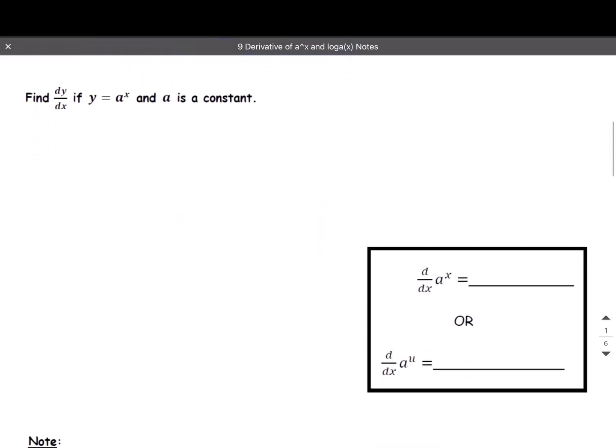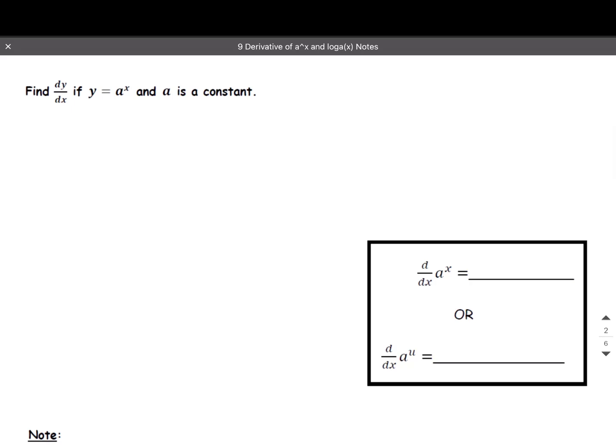Let's see if we can generalize that for any base a. So a is some constant. So we have y equals a to the x. And we want to get the x out of the exponent, so I'm going to take the natural log of both sides. Okay, now I'm going to take the derivative, because I didn't know how to take the derivative when the x was in the exponent, so I needed to get it out, and the only way I know how to do that is to take the log of both sides.